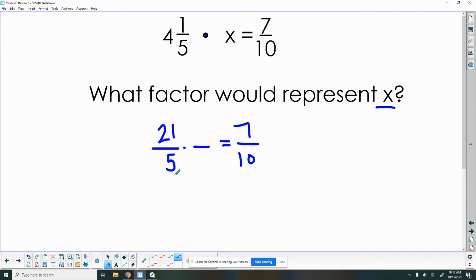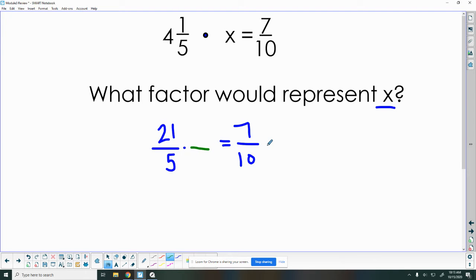So first I'm thinking, well, I know how to get from 5 to 10, super easy. 5 times 2 is 10. But 21 times what makes 7? Well, there's not an answer here that is going to nicely make 7. I would have to times it by 1/3, and I can't have a fraction in a fraction. So that just is not working. So let's try another strategy here.